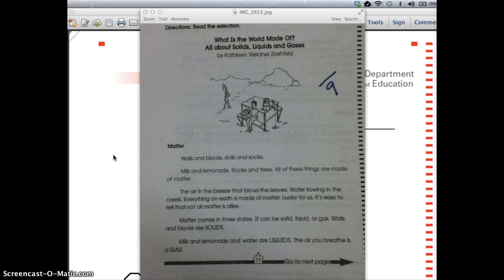We're going to be grading the second passage of the three OAA passages that you are taking, to compare to your scores from the fall. So the second one was the science one. It's the one called What is the World Made of? All about solids, liquids, and gases.